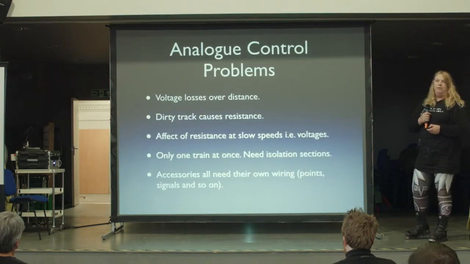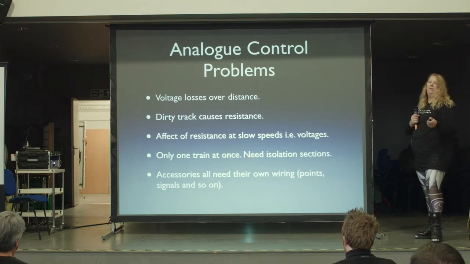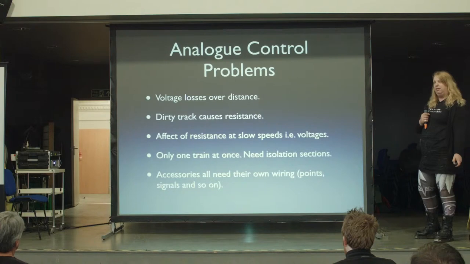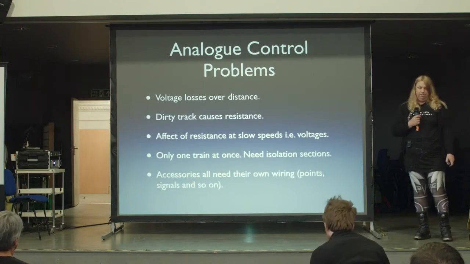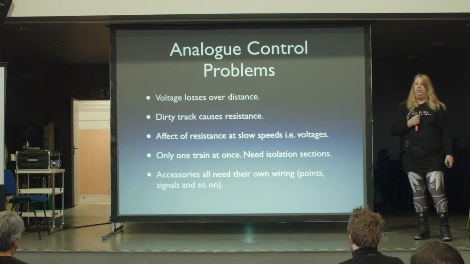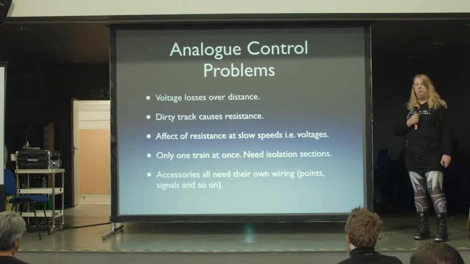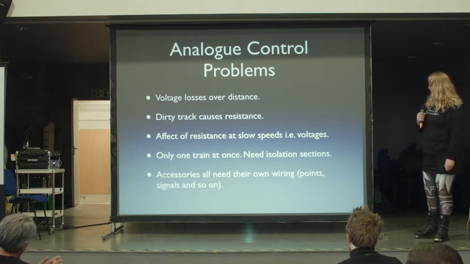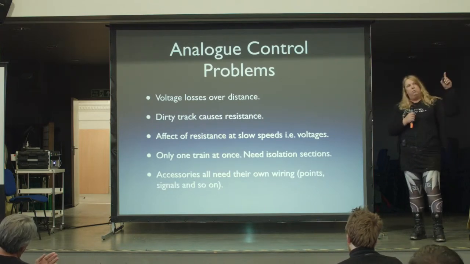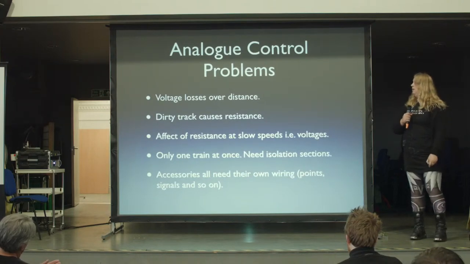But with longer track, you lose voltage, and dirty track adds resistance. At slow speeds the losses as a percentage of the voltage are a lot higher, so you end up with stuttering and bad behavior. Only one train at once. You put two on, they'll both go the same way. And if you've got signals and points and all the other stuff, everything needs its own wiring.